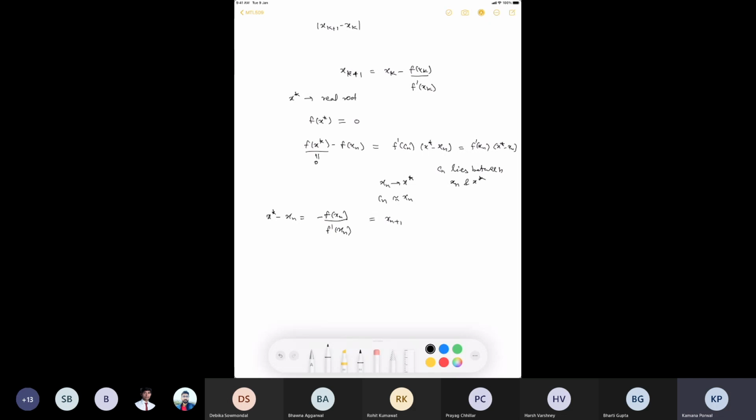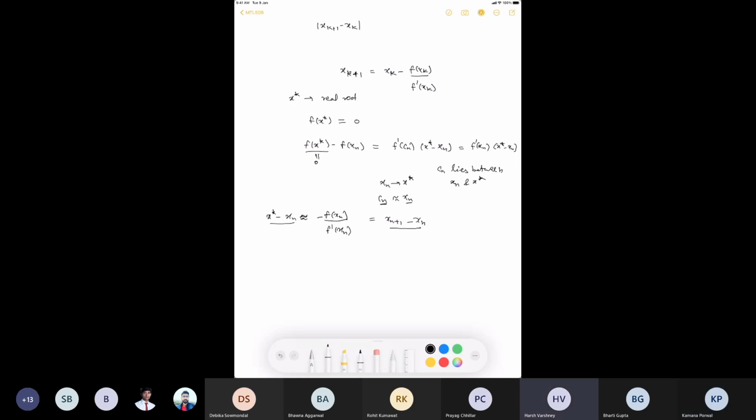And now note that I'm working with an approximation, because I have taken the approximation of c_n by x_n. So this is nothing but x_{n+1} minus x_n. This is how you can realize that for a very large n, a good measure for x star minus x_n is nothing but x_{n+1} minus x_n. Okay, does that answer your question?